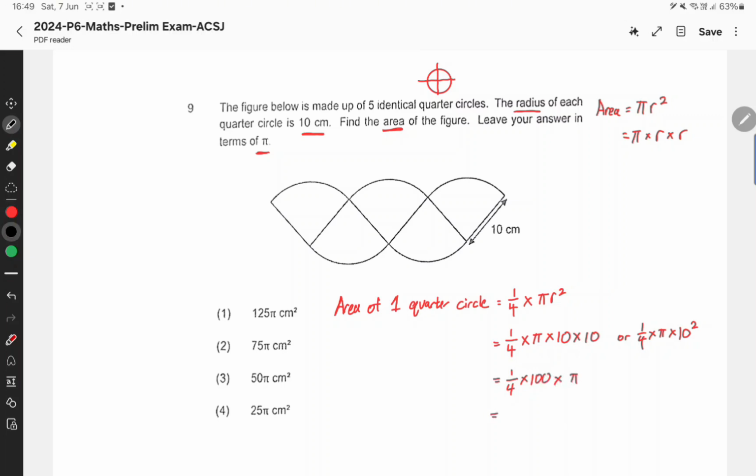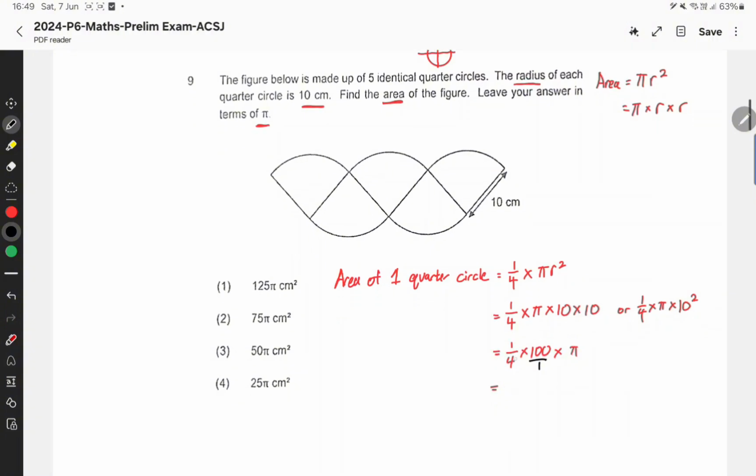Before we continue with this, we're going to do the cancellation method. Just always remember, fraction times fraction is cancellation method. Now 4 and 100 have a common factor of 2 because both of them are even numbers. So 4 divided by 2 gives me 2 and 100 divided by 2 gives me 50. Now we're going to check again. 2 and 50, they are again even numbers, so we can divide by 2. 2 divided by 2 is 1 and 50 divided by 2 is 25. So therefore over here will be 25 over 1 times pi over 1, which gives us 25 pi.